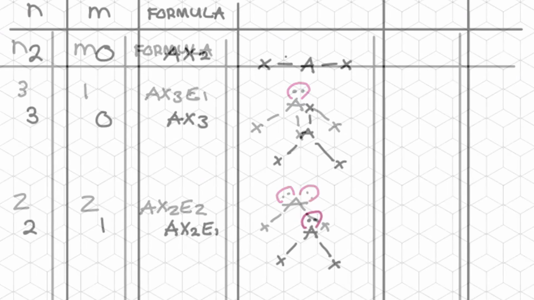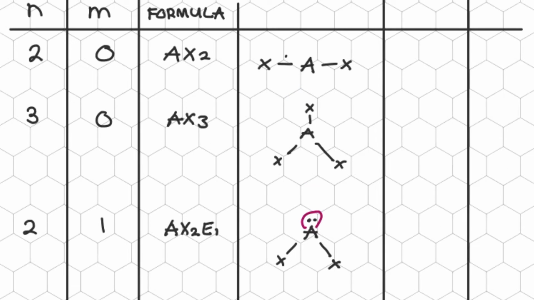Okay, now since we drew all the structures, we're going to talk about the angles between each neighboring atom. So now we're done with the structure. Let's do the angle between the bonds and naming each structure.